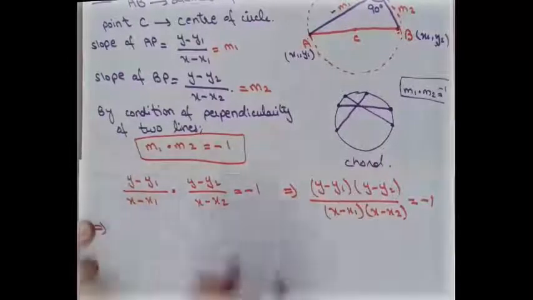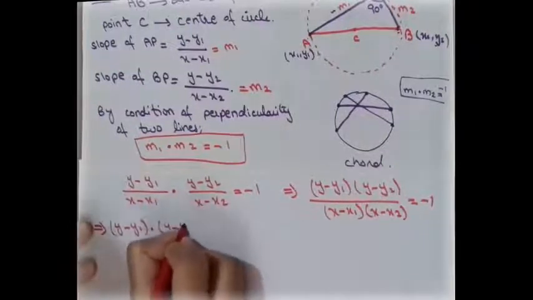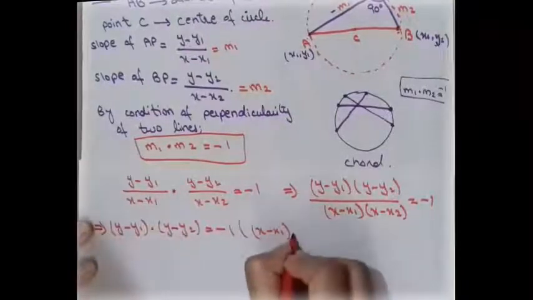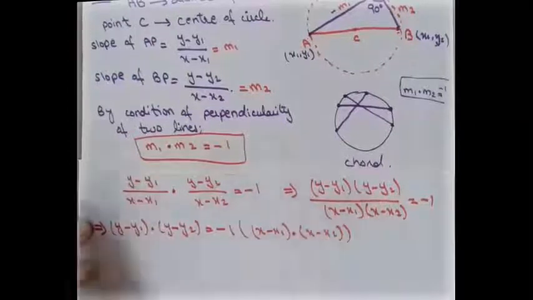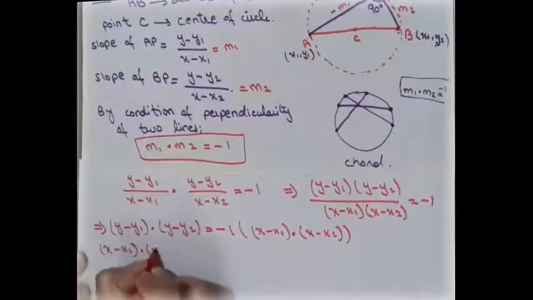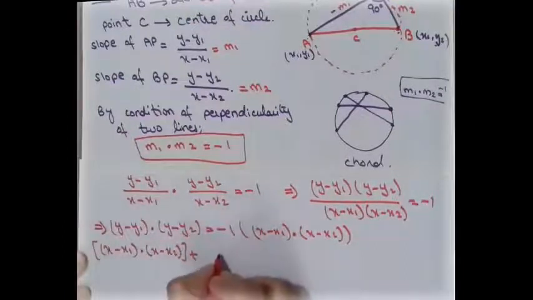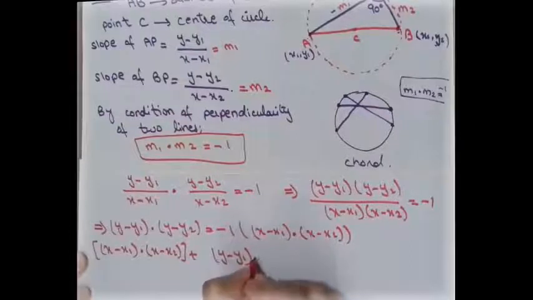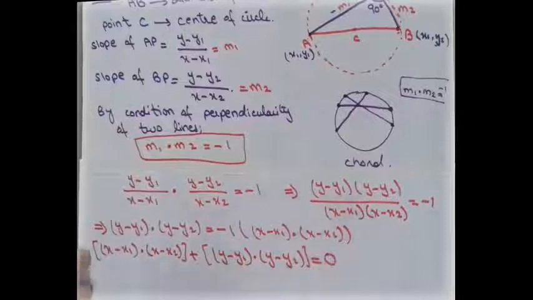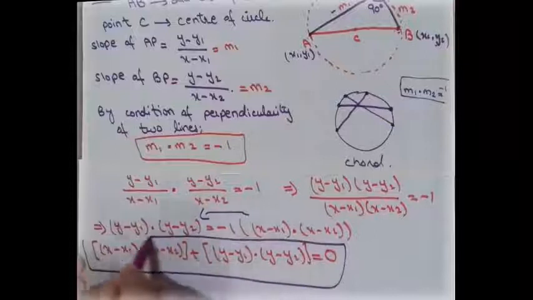After this we can write it as (y minus y1) multiplied by (y minus y2), and multiply this with -1 times (x minus x1) multiplied by (x minus x2). So we can write it as (x minus x1) multiplied by (x minus x2). The sign is plus because this term is plus already on this side. So (y minus y1) multiplied by (y minus y2) equals 0. Just move this whole factor to this side, and this is the final condition of a circle.